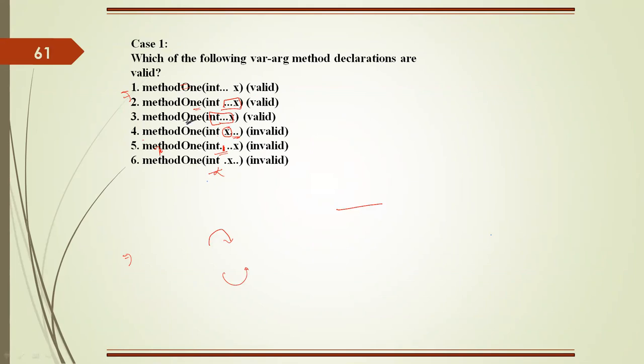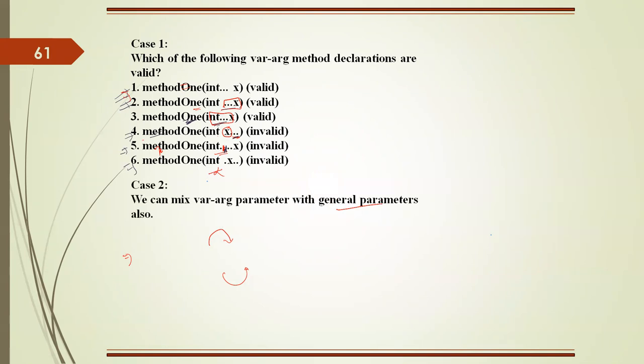So here is case one: which of the following varargs method declarations is valid? This is valid, this is valid. Before that, you can use it in the middle, that is invalid. At the end, you cannot use the triple dot. Method one with a space, you cannot use it. Method one with int dot dot, this is also invalid.